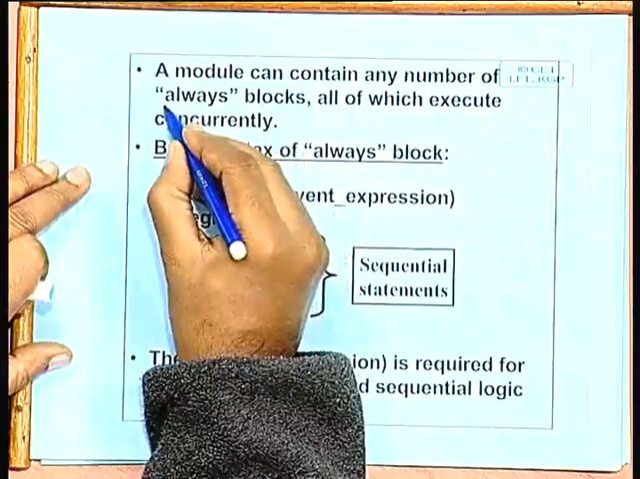You will see that you have statements which can read some data from a file, or display some values on the screen. Those kinds of statements can be included in it. The initial block will come a little later when we talk about test benches. For the timing, we start by looking at the always block only.